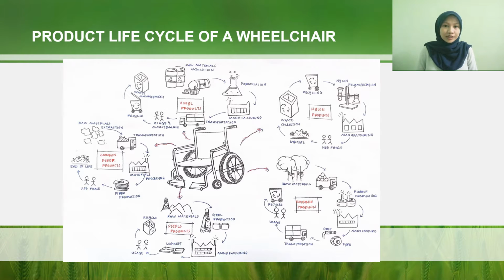Firstly, the life cycle of nylon products starts from nylon polymerization to produce nylon material, then goes to the manufacturing stage to produce parts of the wheelchair such as armrest, backrest and push aids.